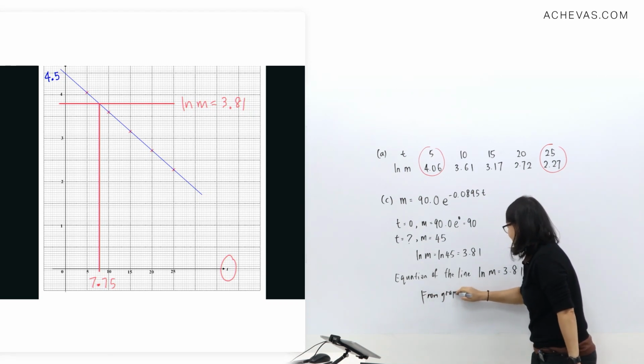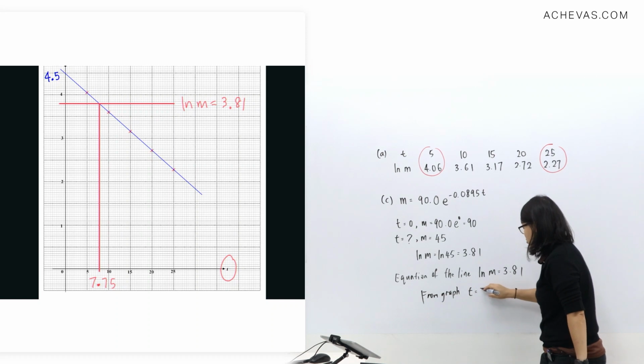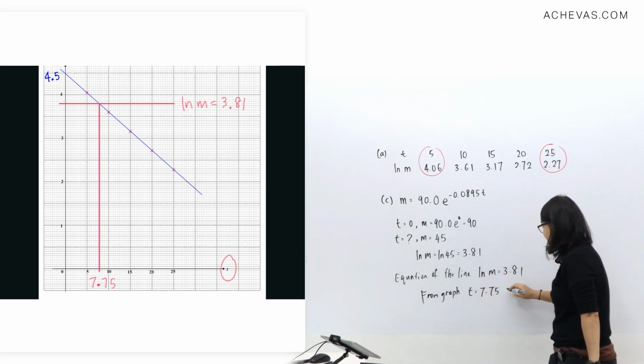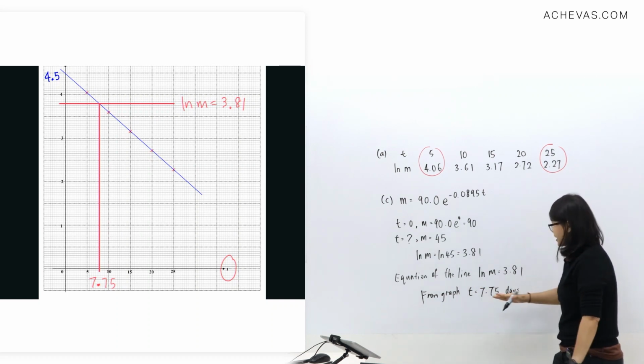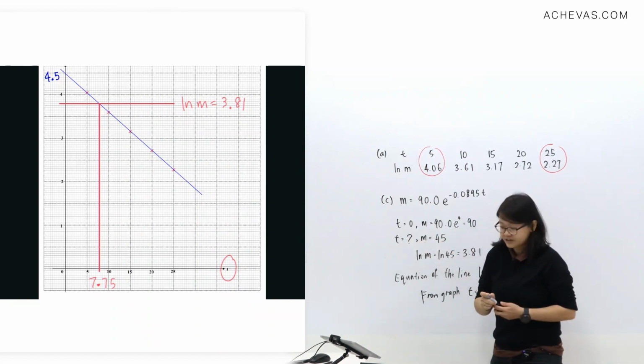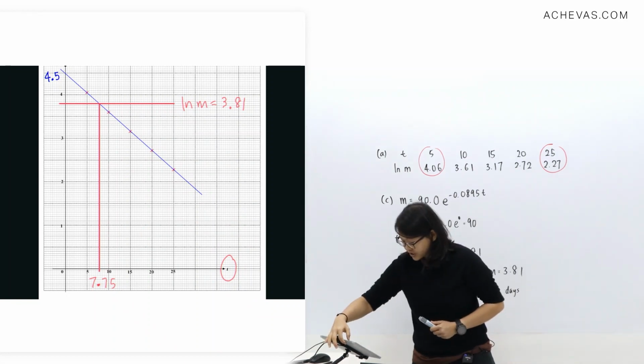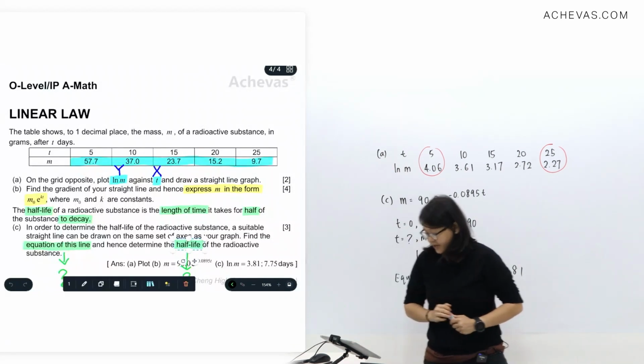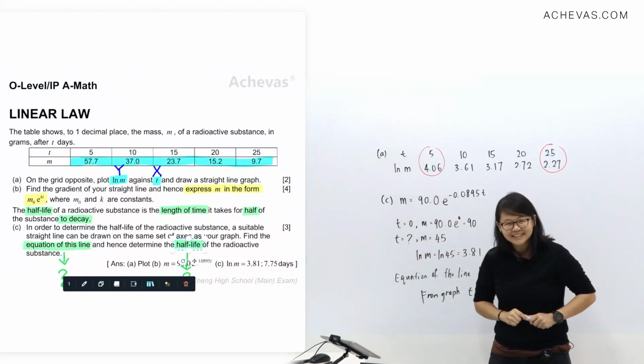After I add this line, I can read t equals to 7.75 days. Okay, so this is the half-life of this question over here. Okay, so that's all for this question of linear law.